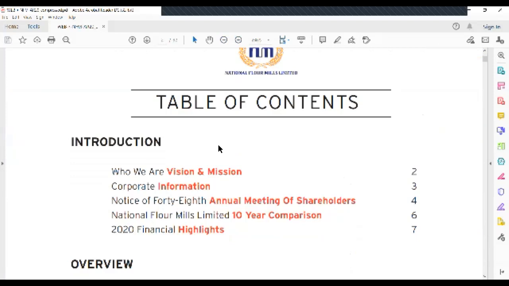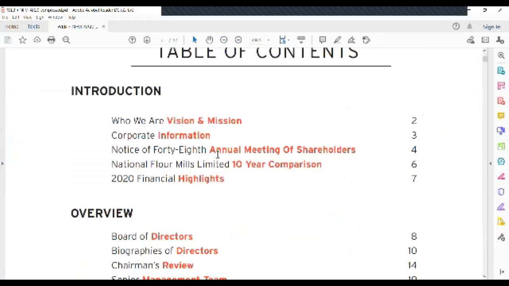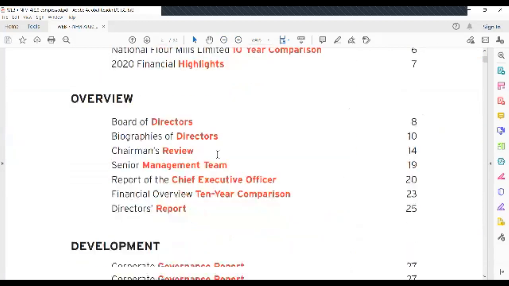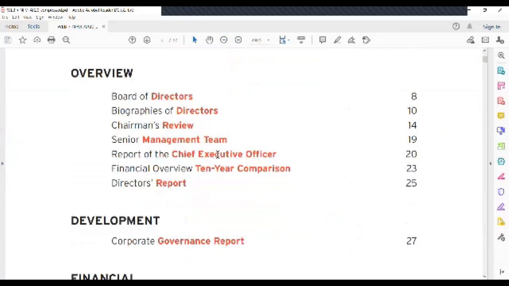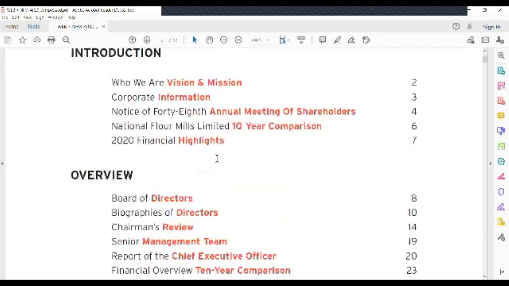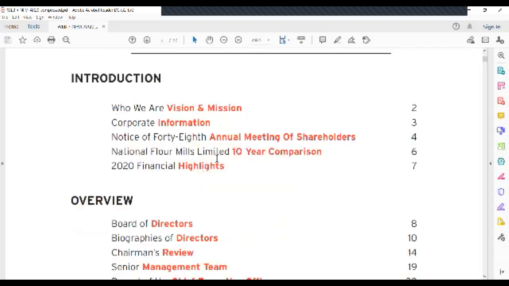What is in this annual report? It tells us about the company, their vision, their mission, some corporate information, notice of the next annual meeting for shareholders. You get some financial highlights. Then you get an overview. So the introduction really tells us about the company.